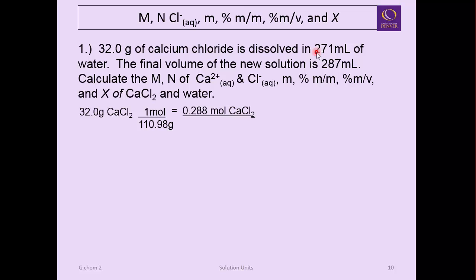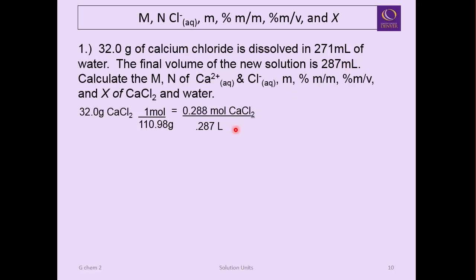So now look at the two numbers that are given. I add 271 mils of water, but the final volume of the calcium chloride and water together is 287. So which one of these do I choose? Well, molarity wants to inform me as to how many calcium chlorides are distributed within a given volume. So I need to know the total volume of solution, not just the water I added. So in this particular case, I choose 287 mils.